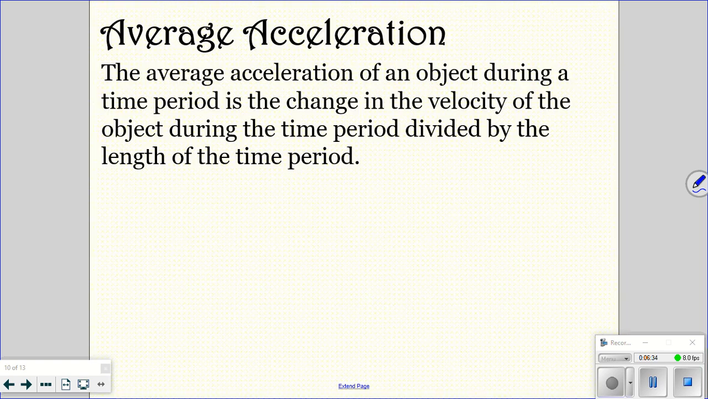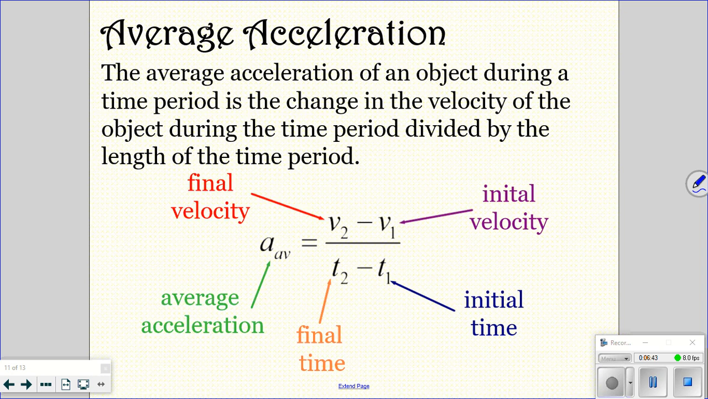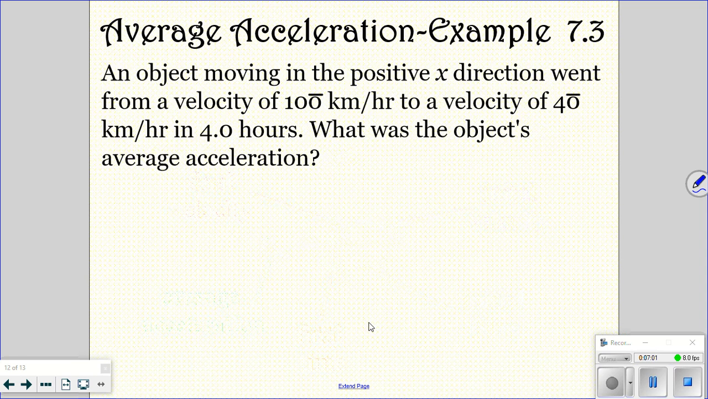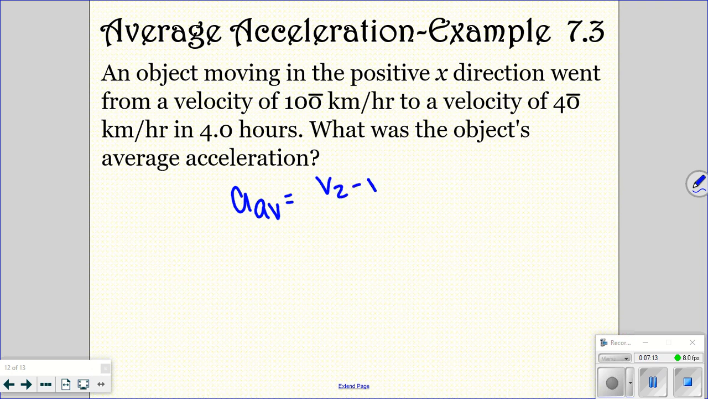Now we're going to look at average acceleration. The average acceleration of an object during a time period is the change in the velocity divided by the length of the time. This formula looks really similar to the average velocity formula. You start with your final velocity minus your initial velocity, and then final time minus initial time. So it looks very, very similar to the previous formula. So we're going to do an example. An object moving in the positive x direction went from a velocity of 100 to 40 in 4 hours. What was the average acceleration? So we're going to do v2 minus v1 over t2 minus t1.